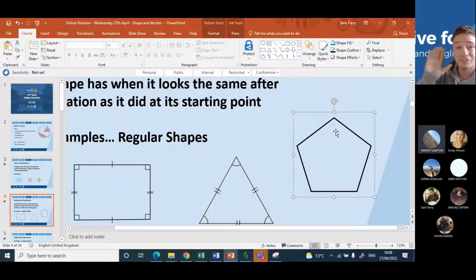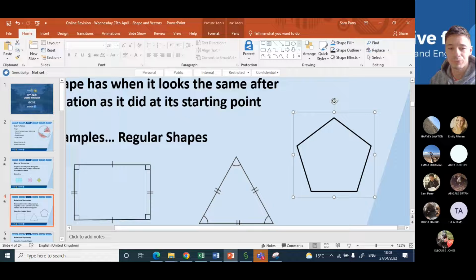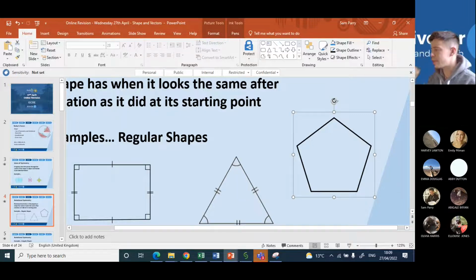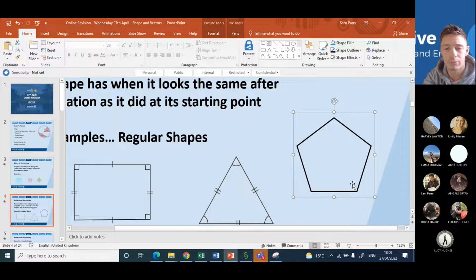So this pentagon has 5 equal sides, okay? So how many times can we rotate? Just as a guess, guys, in the chat, how many times do you think we can rotate that shape and it will look the same? What do you think its order of rotational symmetry is? If you had to hazard a guess, what would you go for? So if we rotate that pentagon, how many times will it look similar to that in that exact position? Any suggestion is welcome. Don't worry if you're not too sure.